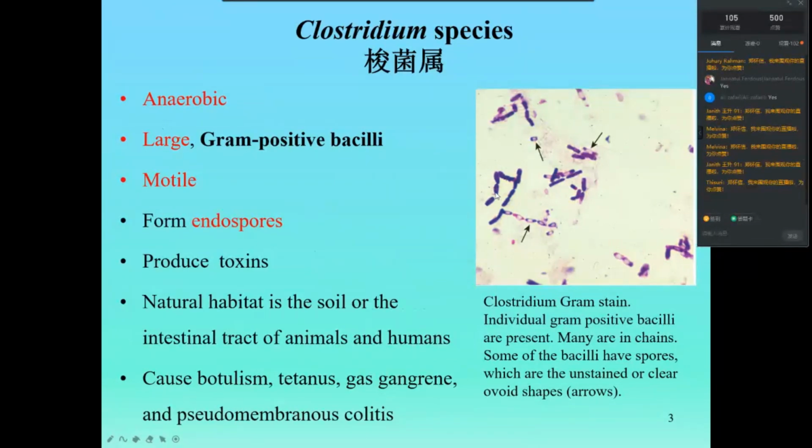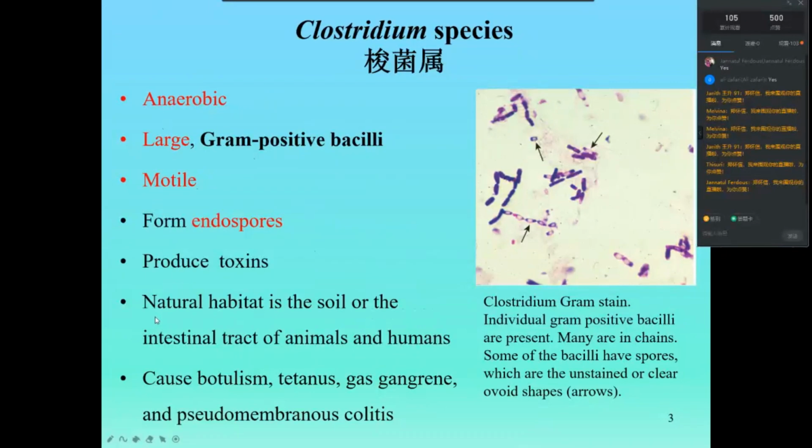You can see the bacilli, and they are relatively large. Compared to E. coli, they are much larger. They are also motile, meaning that they have flagella to help them swim. They can form endospores, and that's for sure because they belong to the subgroup of spore-forming bacteria. They can produce toxins, and those toxins are so important. We'll introduce the toxins one by one.